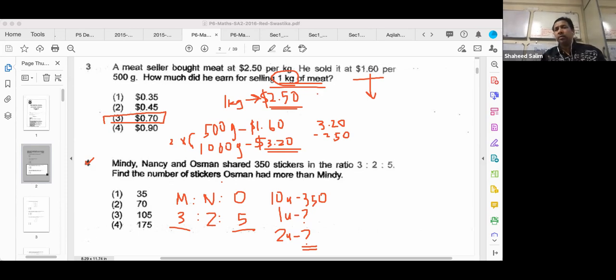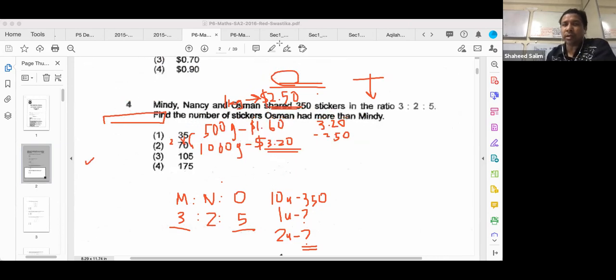Let us see. Akil, are you there? Akil is 2. You see, Akil. 2. Okay, well done, Akil. 70, correct. So 1 unit is 35. 2 units 70. But in order to do this, you must be able to do what? You must be able to understand the whole question. Don't just rush. Okay, don't rush.